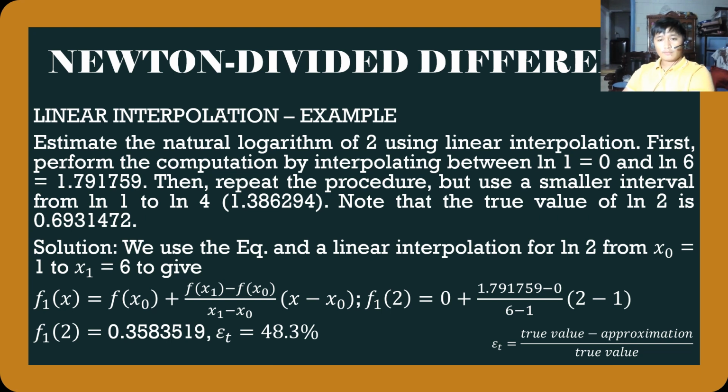And for the error, we have this formula here. I have provided this formula: true value minus approximation over true value. Again our true value is ln 2, which is around 0.693147. So true value minus approximation over true value, we will get this error, 48.3%.